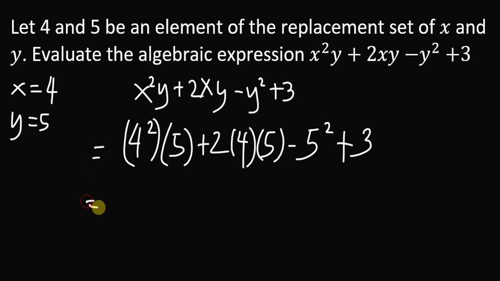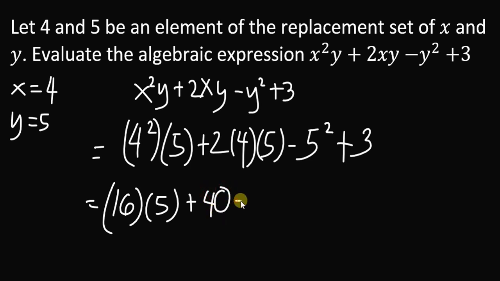So, what is 4 times 4? That is 16 times 5, which is 5 pa rin. 2 times 4, that is 8. And 8 times 5, that is 40. Minus 5 squared, or 5 times 5, that is 25. Plus 3.